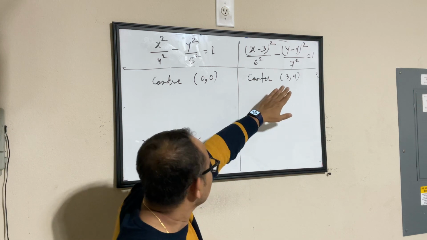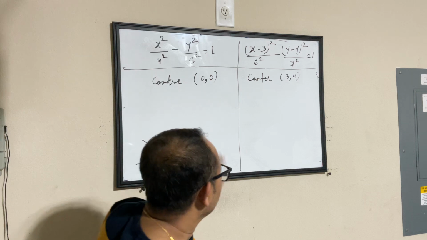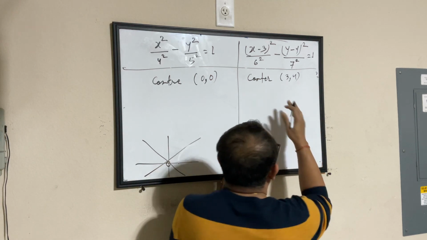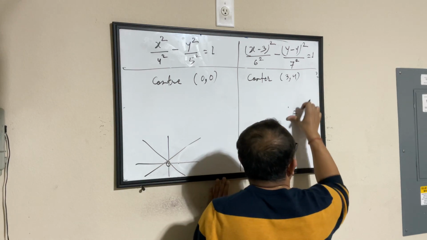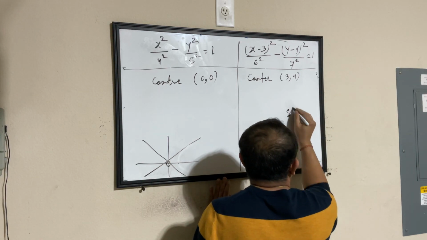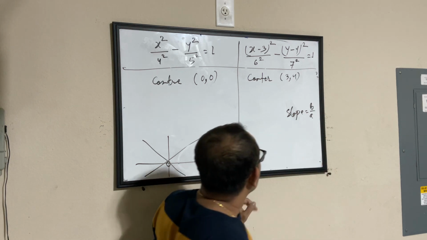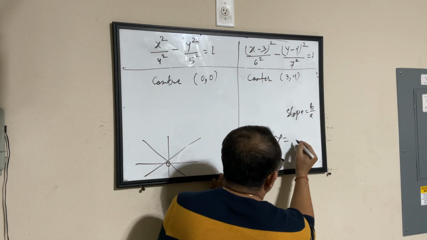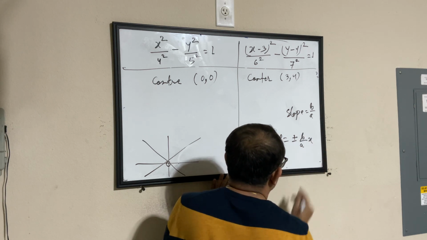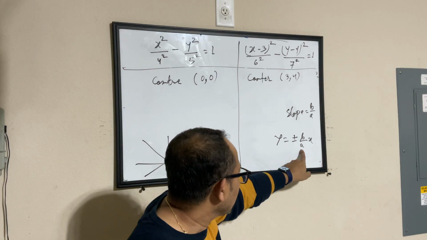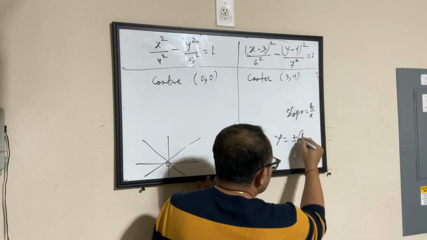Let's continue. Another thing from this one is my slope. The slope of any hyperbola is nothing but b by a. That's what we saw when we got y equals plus minus b by a x as the asymptote, or these two lines which will define the boundary of this one. So b by a defines the slope.